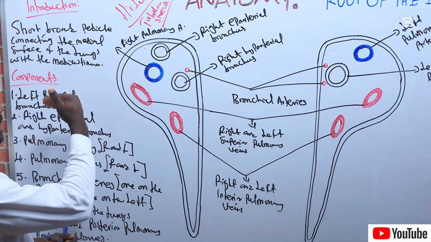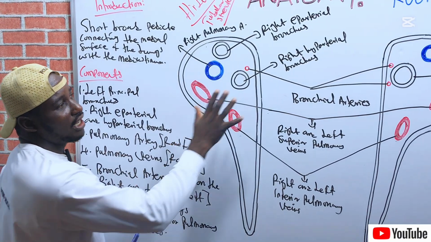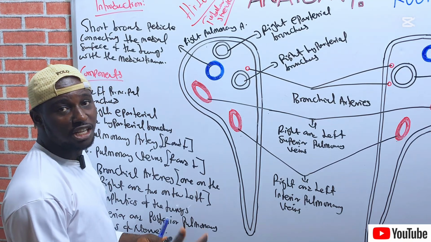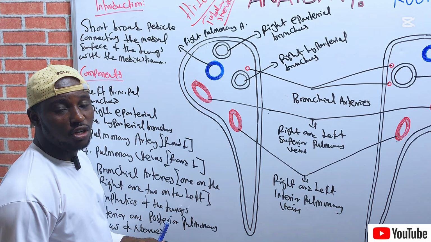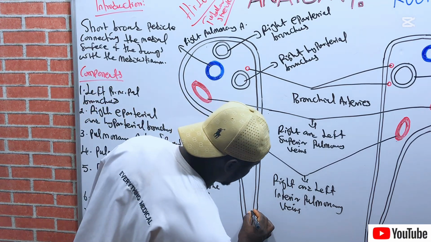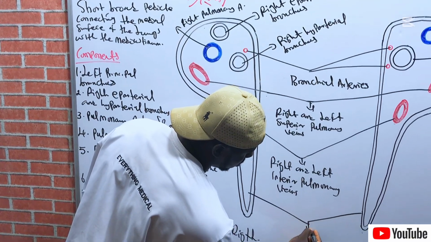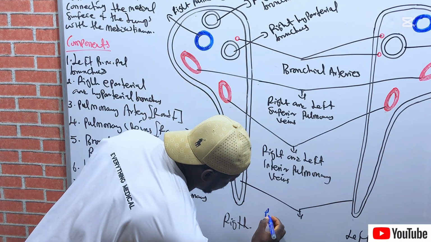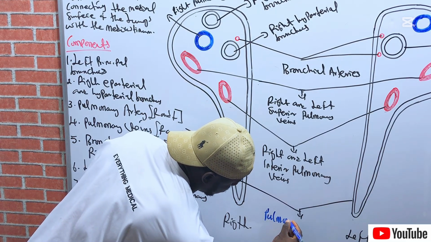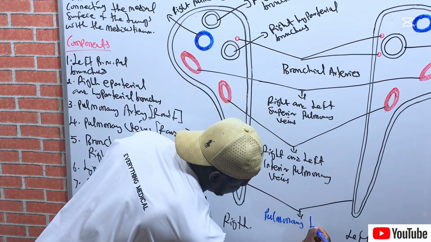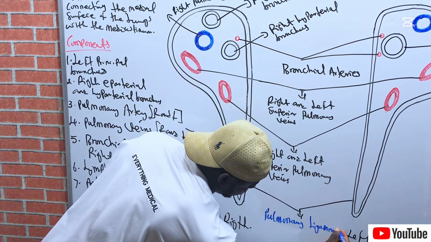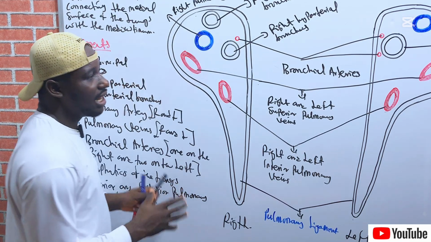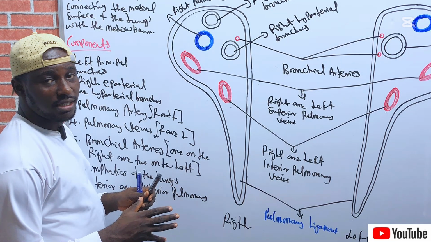Okay, so these are the components of the root of the lungs. This is how they are being represented. Now you have to understand that there is an extension of the root of the lung called the pulmonary ligament. So this is our pulmonary ligament.